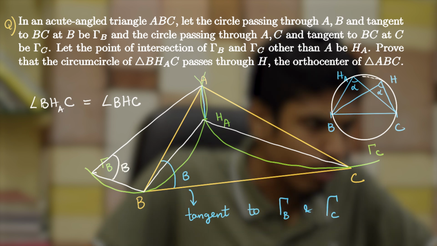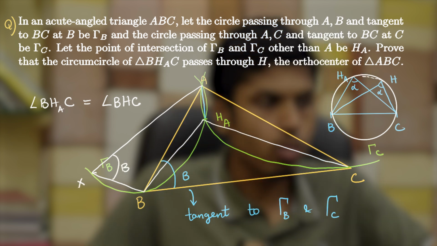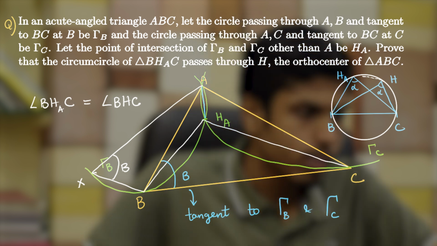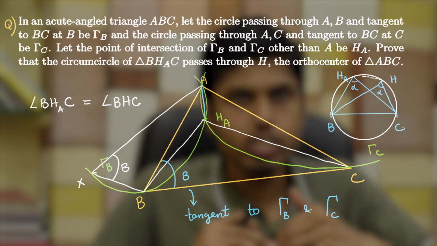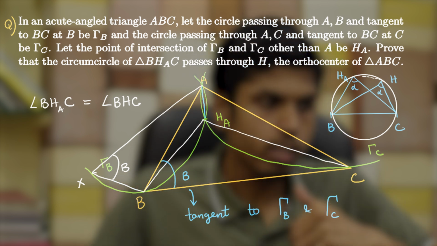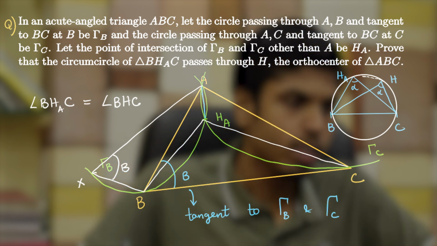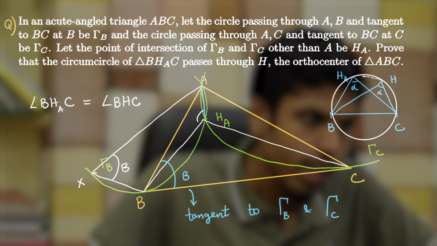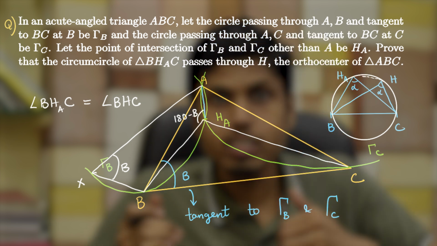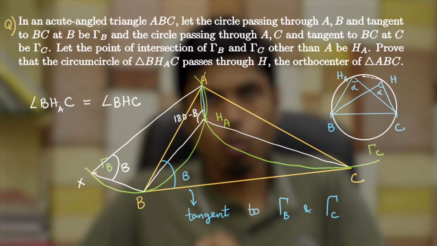Let's take some random point X on the alternate segment. So if that is B, then HA is its opposite vertex in the cyclic quadrilateral XAHAB. So the angle AHAB would be 180 minus B, because opposite angles are supplementary in a cyclic quadrilateral. This also comes from the inscribed angle theorem.